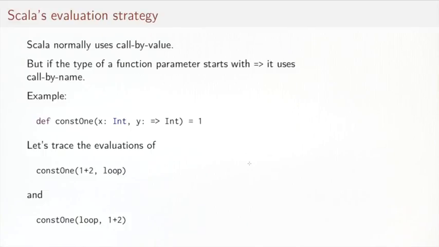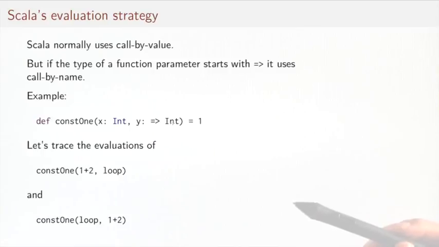Except that sometimes you really want to force call by name, and Scala lets you do that also. You do that by adding an arrow in front of the parameter type. So this function const1 takes an x parameter of type Int and a y parameter of type arrow Int, and that means that the parameter y is also an Int, but it will be passed call by name.